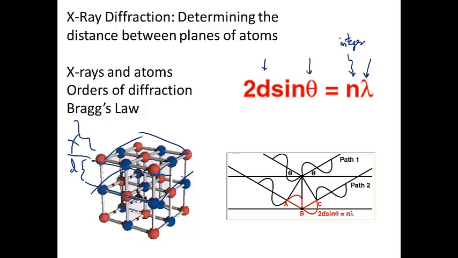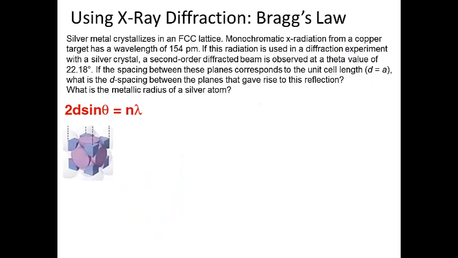Basically, you use laser light, which has a specific wavelength. You shine light at a specific angle, or you change the angle and see where you get these signals, and then you can calculate d from that. And so let's look at an example here.